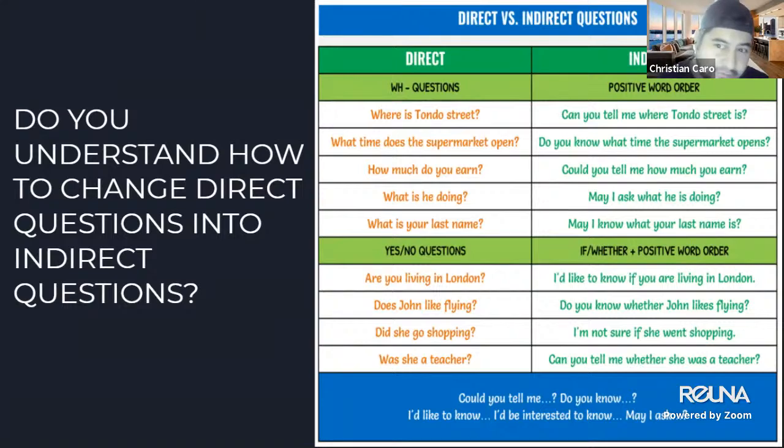When you use indirect questions, it's for different contexts, not regular contexts. For example, if you're lost in the street and you need to ask somebody you don't know, you can use an indirect question, like please can you tell me where Tondo Street is? You wouldn't ask that to a friend, you would be more direct. So indirect questions are more polite, absolutely.